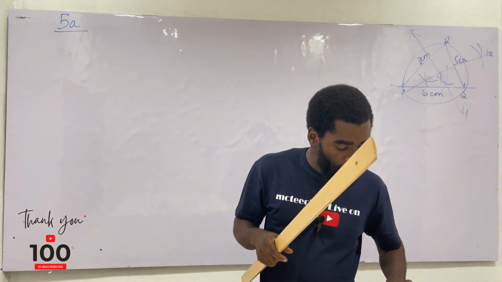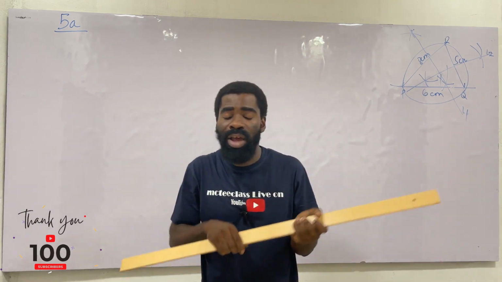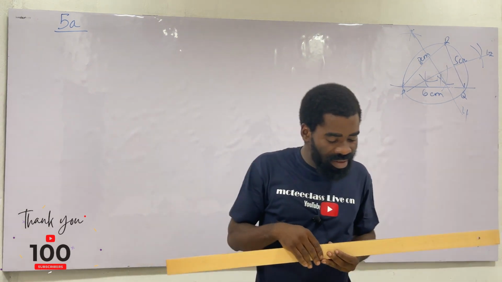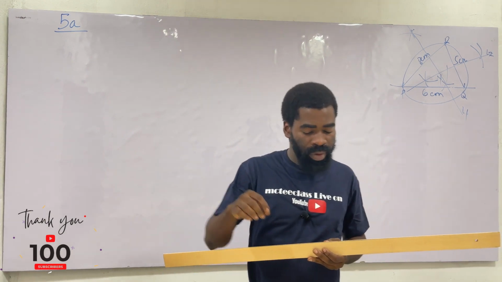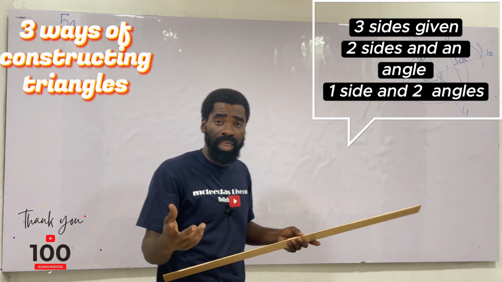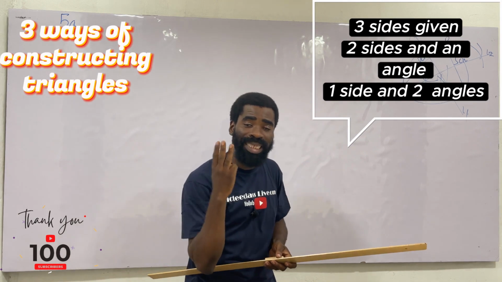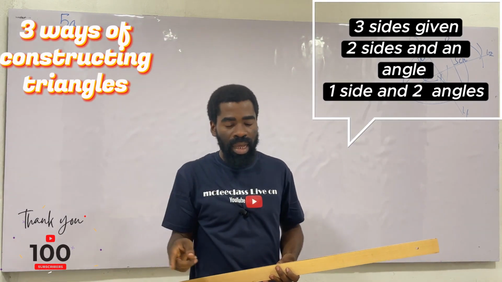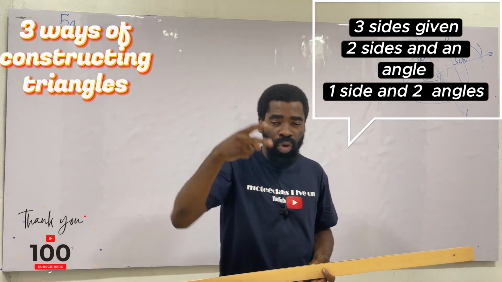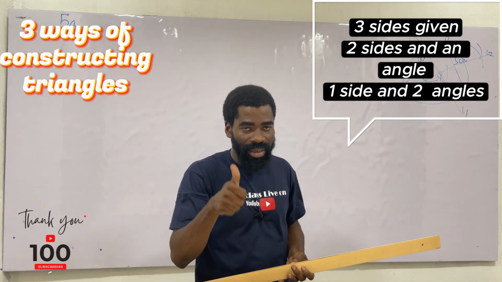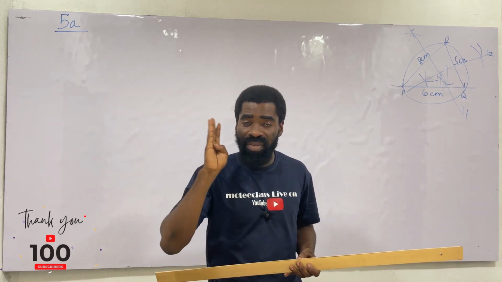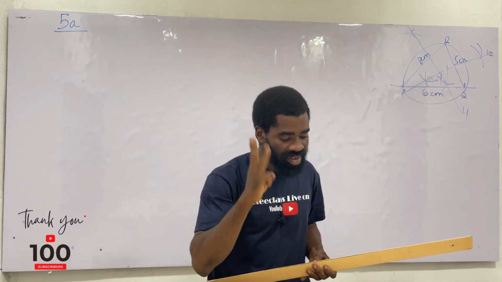Now, using a ruler and a pair of compasses only, construct a triangle PQR. In fact, triangles are constructed in three different ways: constructing a triangle with three sides given, constructing a triangle with two sides given and an angle, and constructing a triangle with two angles and a side. Three ways by which you can construct a triangle. For this, we have constructed a triangle and been given how many sides? 3 sides have been given.